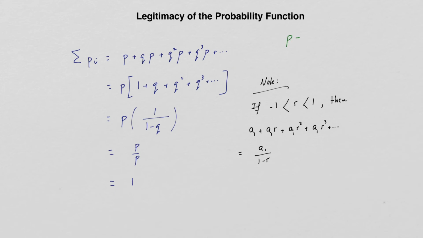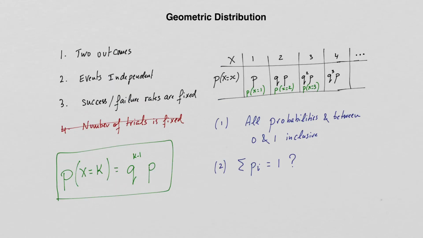P plus q is always 1. So that means p is 1 minus q, but also q is 1 minus p. You can use them anytime you want. So 1 minus q is just p. So that's 1 over p times p, which is p over p, which is 1. So that sum is 1, and therefore this is a legitimate probability function, okay?